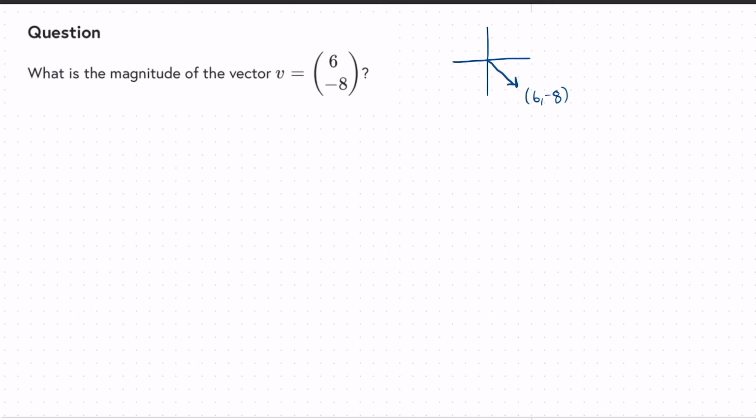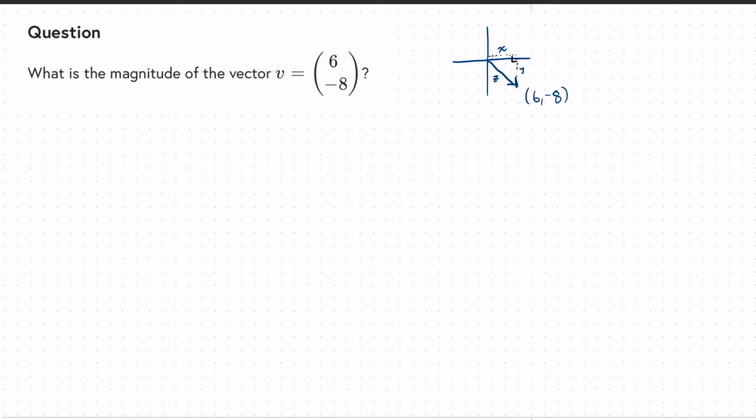So when it's asking what is the magnitude, well, what's the distance? How far away is it? Well, we can think of this as a triangle, where I go across and then I go down. And so there's our right angle triangle. So I know what this is, and I know what this is. The only thing I don't know is this.